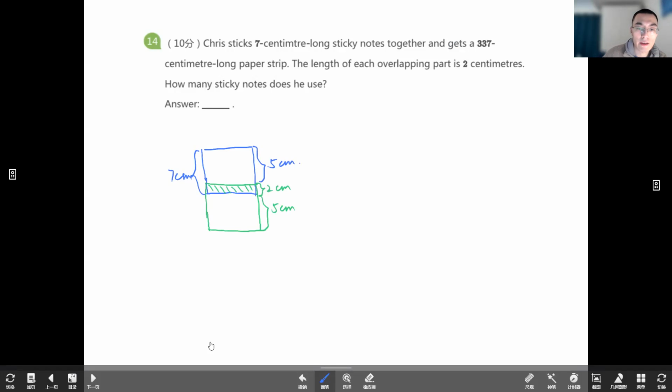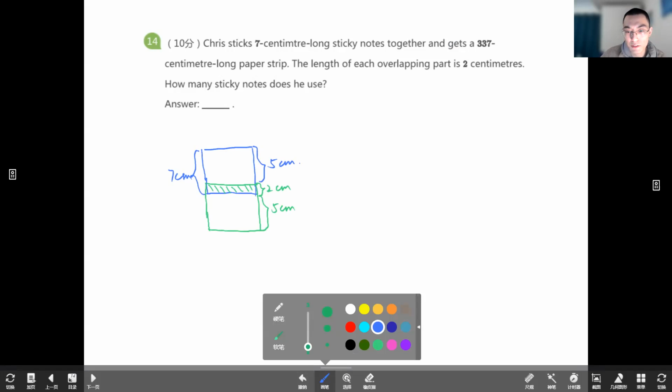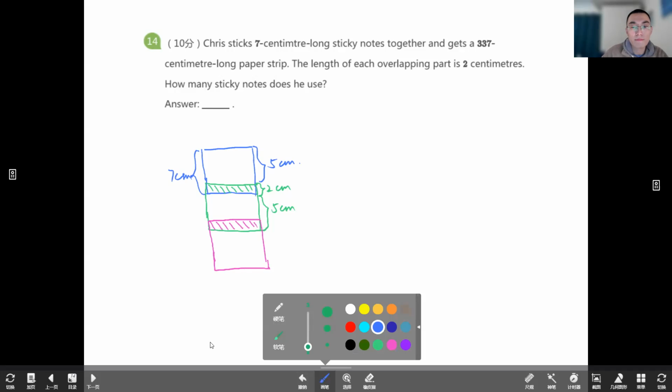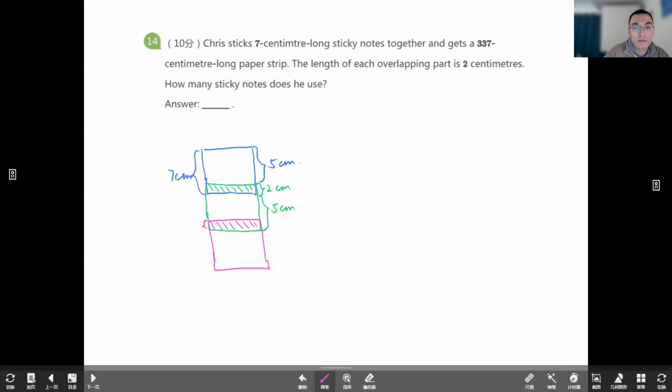Then for the third sticky note, here's the tricky part. The third sticky note overlaps 2 centimeters on the second sticky note as well. So it's 2 over here. There are lots of numbers. It might look a bit messy, but it's okay. I will erase some numbers later on, just to show you the numbers we should be focusing on.